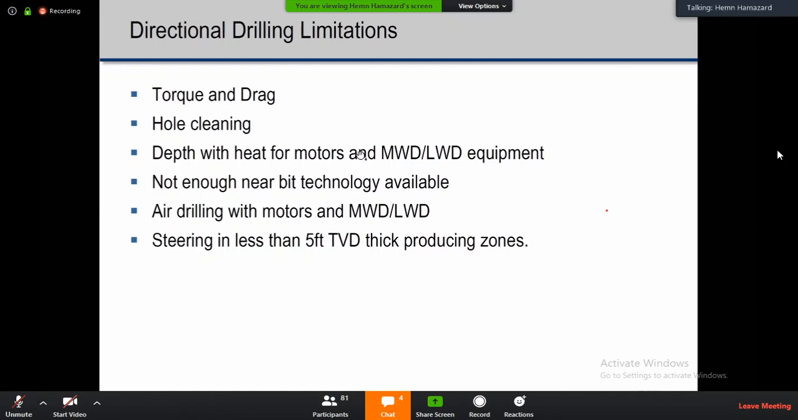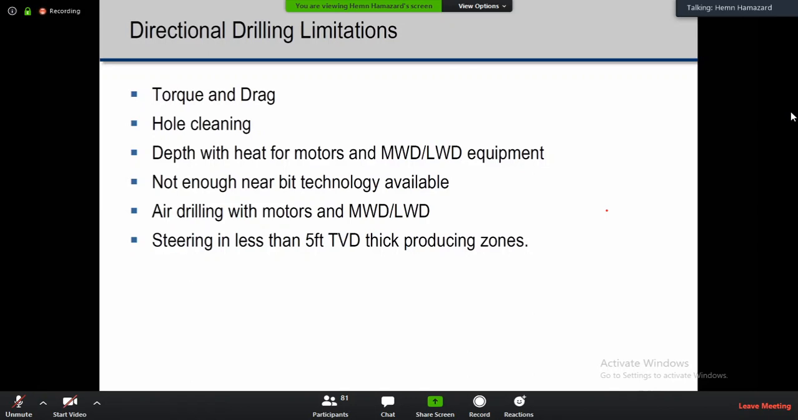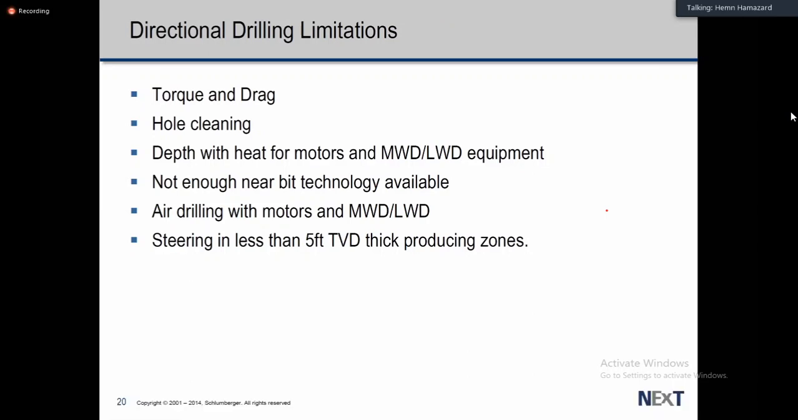The hole cleaning, like we mentioned yesterday in the drilling fluids part. If you have a vertical hole, it's easier to clean and carry the cuttings back to surface. But if you are over 45 degrees, because of the mechanism of the cuttings settlement, it's hard to take out all the cuttings and clean the hole properly. Then the depth heat with the motors. In Kurdistan, we don't have that big a problem, but in some areas the downhole temperature is so high it can create cracks and failures in the downhole motor and the other MWD, LWD tools.